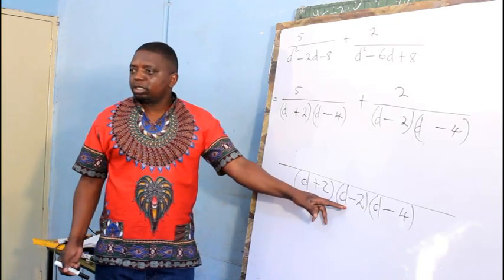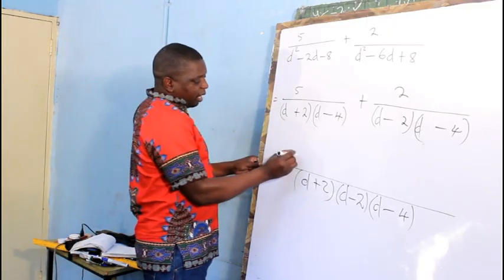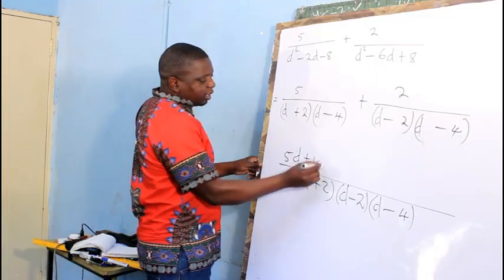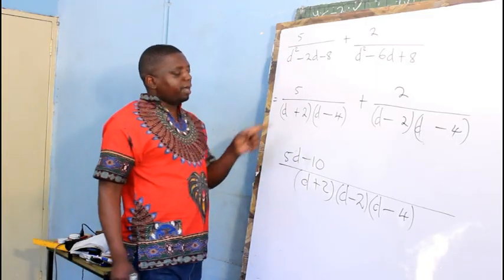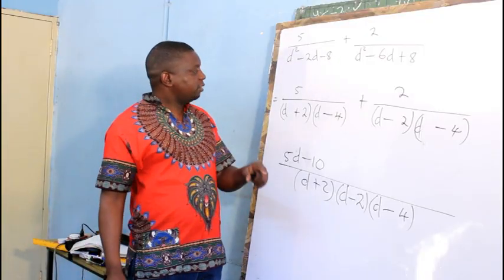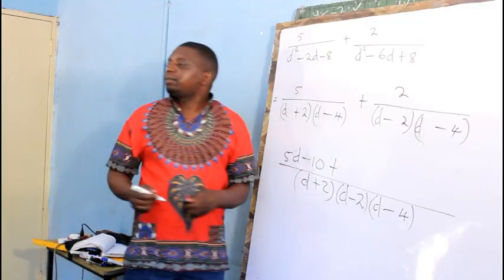D minus 2 times 5 gives 5D minus 10. And minus 5 times D, 5D, 5 times minus 2, minus 10. And plus 3.